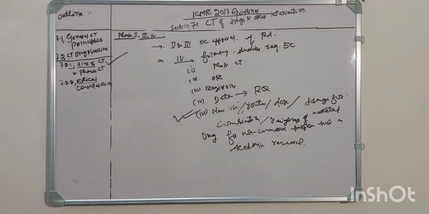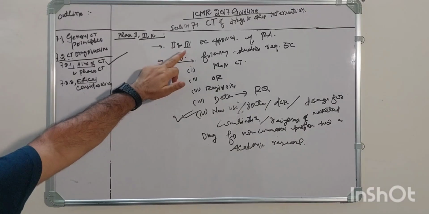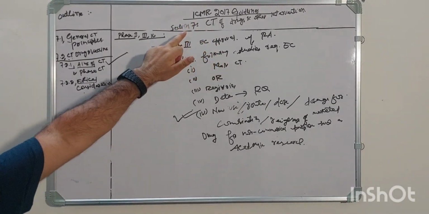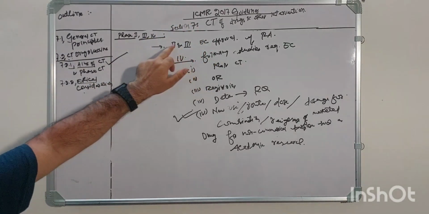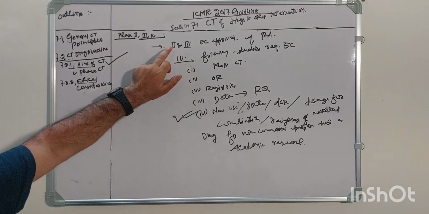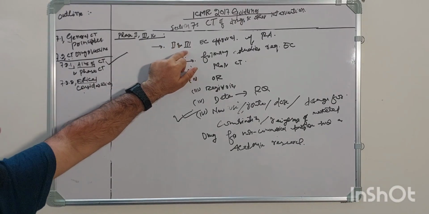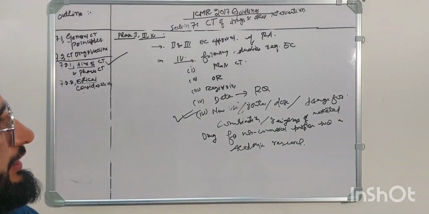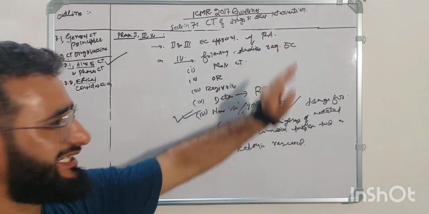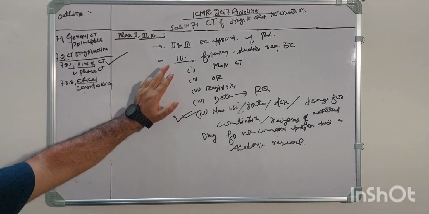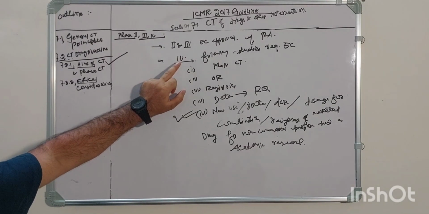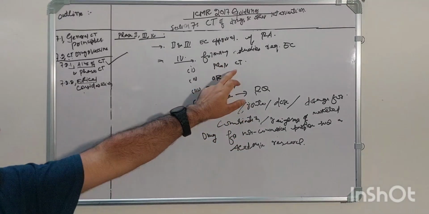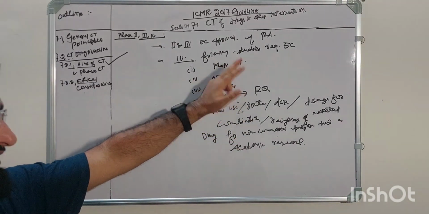So see here what I have written: phase 2 and phase 3 as per ICMR Section 7 clinical trial guidelines, 2017. For phase 2 and phase 3 clinical trials, ethical committee approval should be there, and also regulatory authority approval. And for phase 4 of clinical trial, the following studies also require ethical approval. They have first mentioned phase 4 CT.